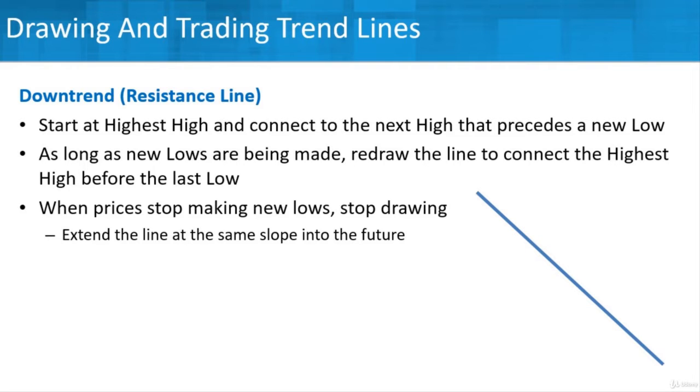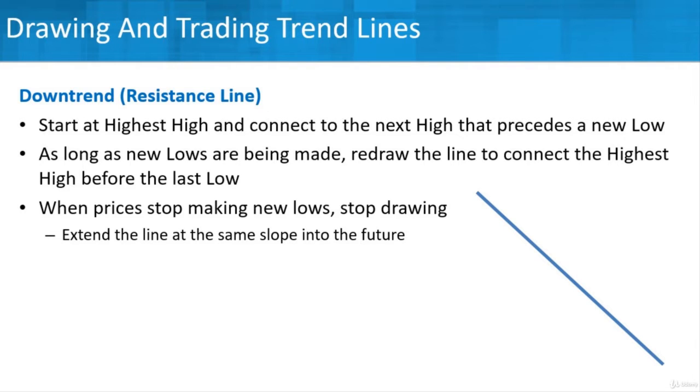And as long as new lows are being made, you keep redrawing the line to connect the highest high before the last low. So you're drawing your line along the highs, but it keeps going downward, right? That's the whole idea of a downward trend. And when prices stop making new lows, then you stop drawing, right? And then you extend that line at the same slope out into the future, all the way out, and you're watching that trend line.